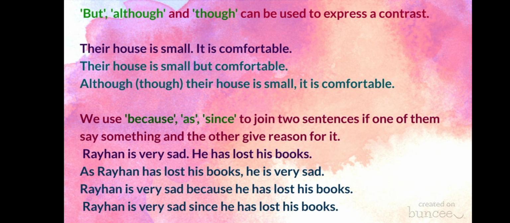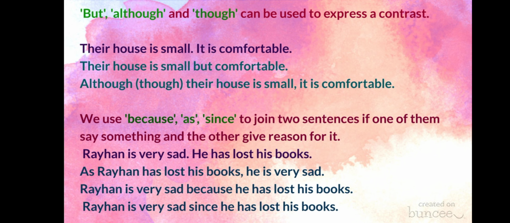Now, because, as, since. We use because, as, since to join two sentences if one of them says something and the other gives the reason for it. That means one sentence will be a statement and the other sentence will be the reason. Okay, let's see the example.